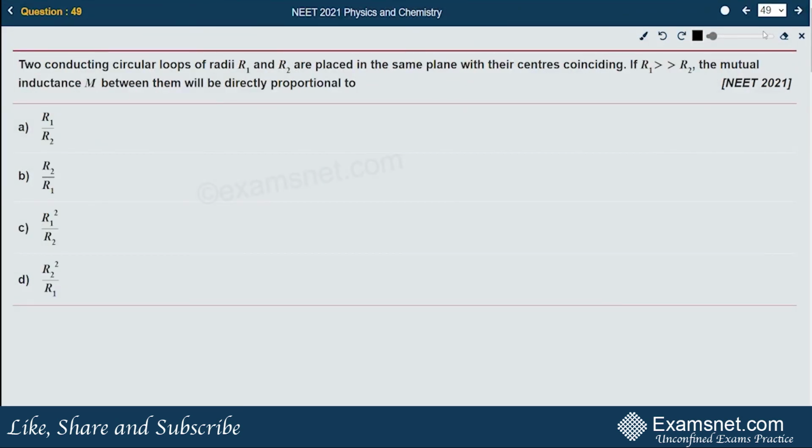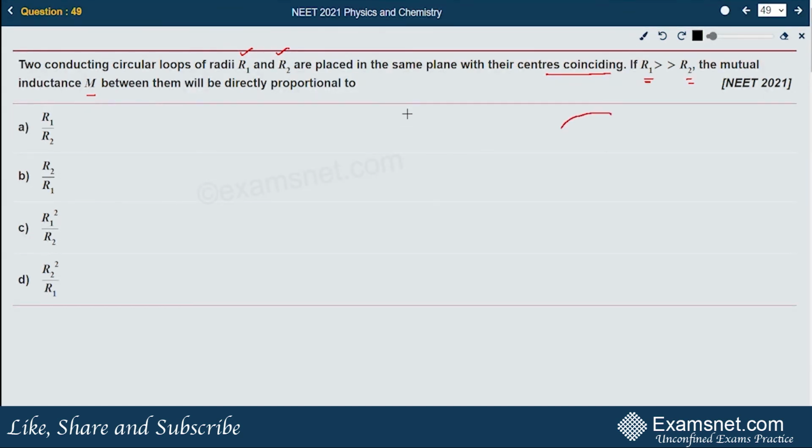Now question number 49 is from the chapter Electromagnetic Induction, and the question is, two conducting circular loops of radii r1 and r2 are placed in the same plane with their centers coinciding. If r1 is greater than r2, then the mutual inductance M between them will be directly proportional to.